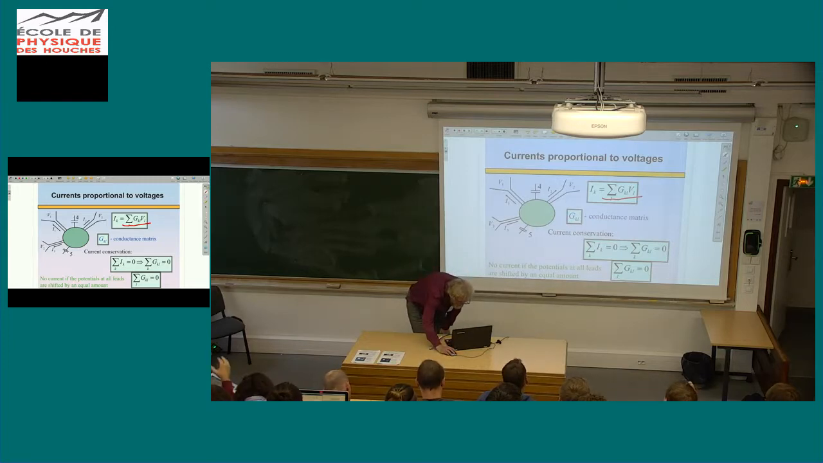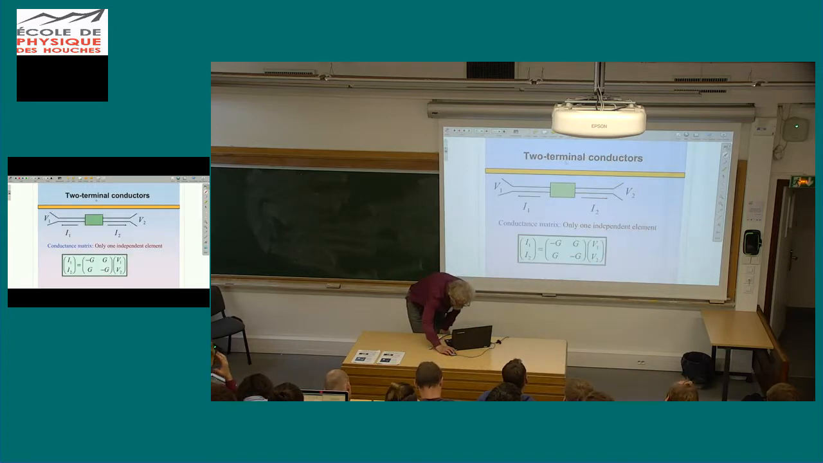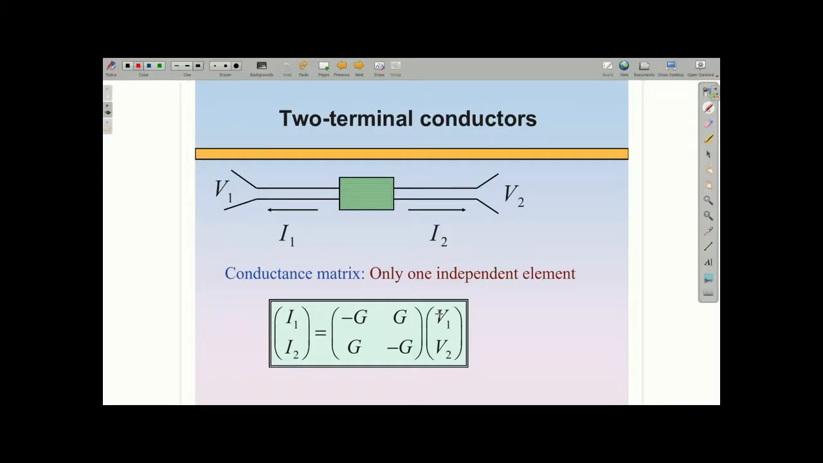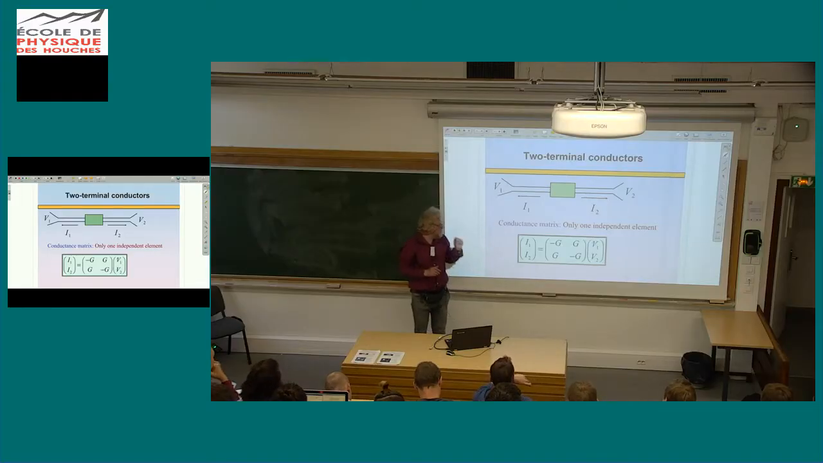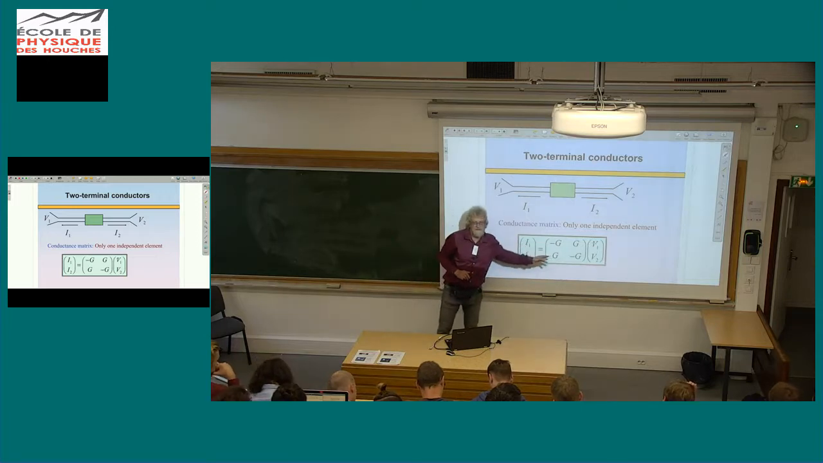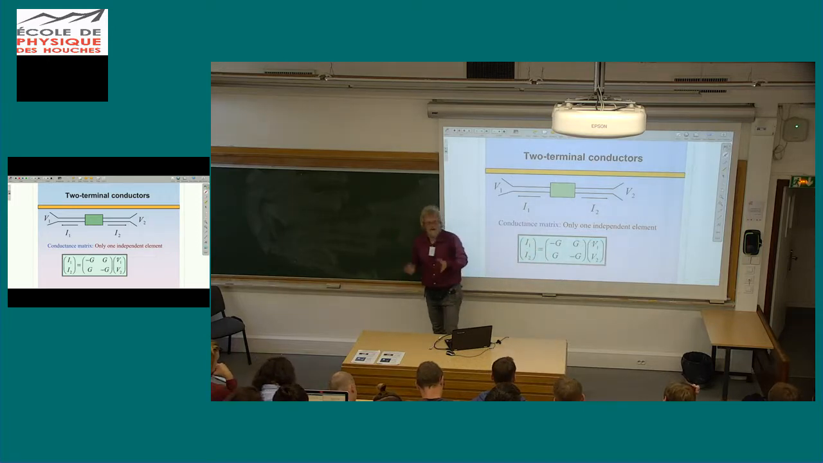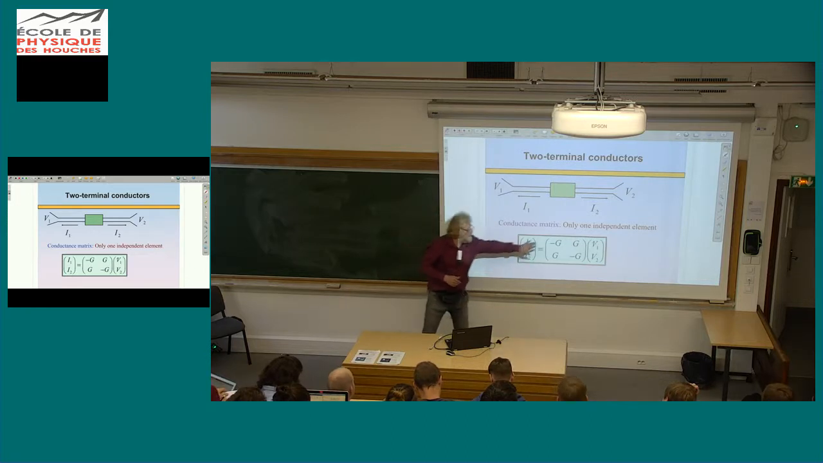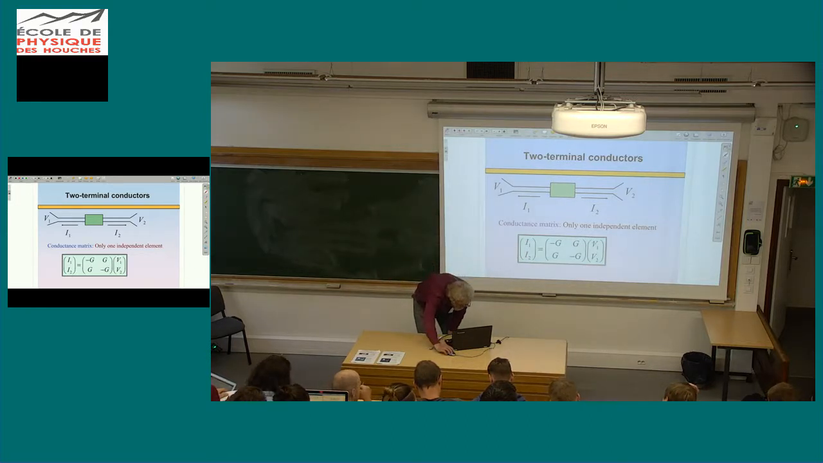Good. Just to show that for two leads, it's the same property. The only point is that I would have to write a 2 by 2 matrix with these elements if I really want to make it consistent with multi-terminal geometries. Usually one should not do this. One conductance is pretty much enough to describe the situation.